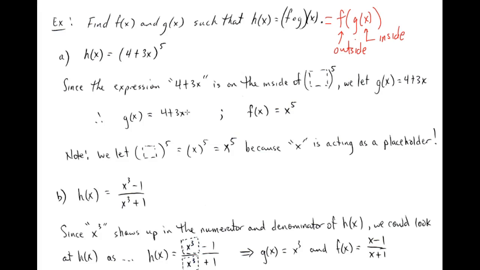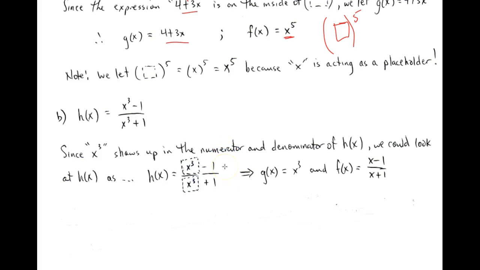We look to see what looks like it has been stuffed into something else. So we see that 4 plus 3x, all of this is being raised to the 5th power. So it looks like 4 plus 3x is the thing that was stuffed inside of the 5th power function. Okay, so in this case 4 plus 3x will be the inside function, and x raised to the 5th, or blah raised to the 5th, where blah is just whatever it is that we're stuffing in there, is called the outside function. Okay.